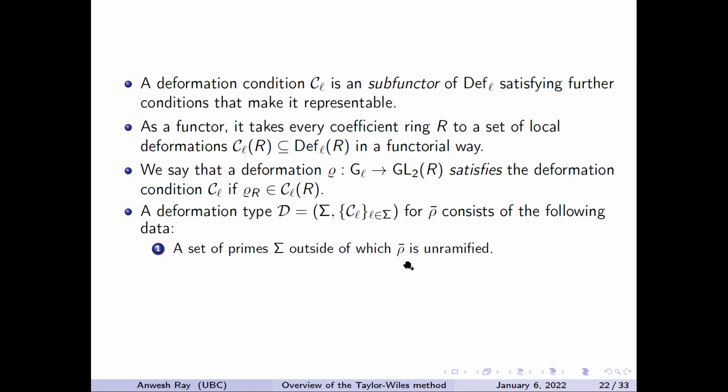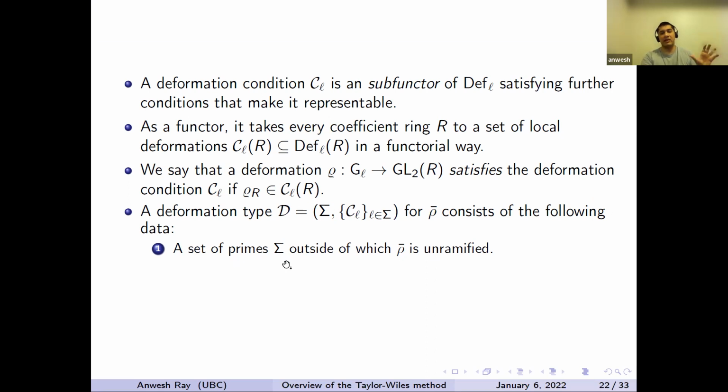For instance, let's say Rhobar is ramified at 2 and 3. Now sigma can contain many more primes other than 2 and 3, but it has to contain 2 and 3. The larger sigma is, the more ramification you're allowing. So if sigma is 2, 3, 5, 7, you're allowing ramification at 5 and 7 as well as 2 and 3. You have to have 2 and 3 in there because Rhobar itself is ramified at 2 and 3.